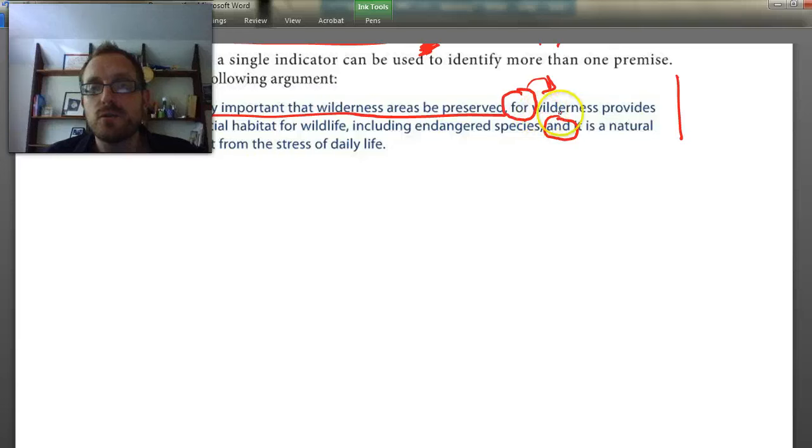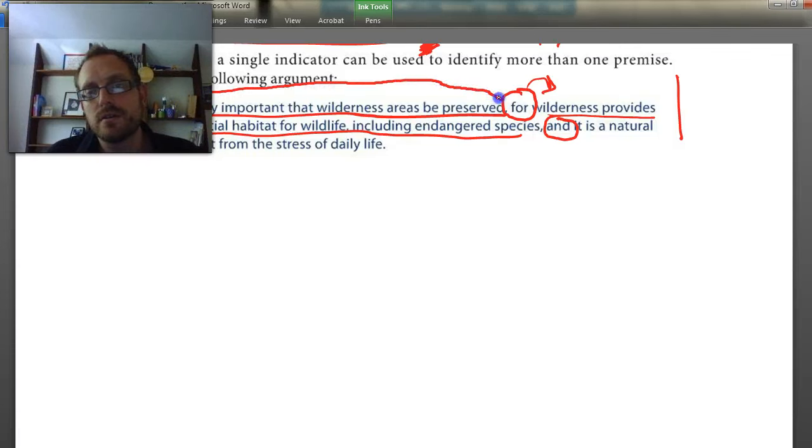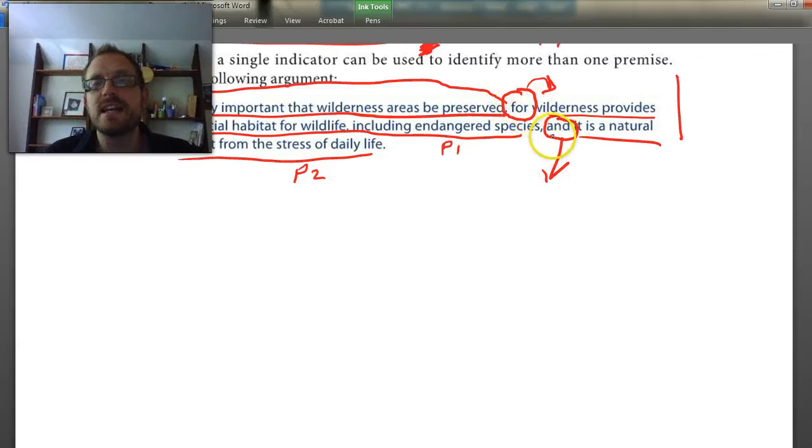And then here we have, for wilderness areas provide essential habitat and is natural retreat from stresses of daily life. This here is going to be premise. To make it simple, I'll circle the conclusion here. Right? This is premise 1. And then this thing here, this is premise 2. Now, what is this thing right here? This is an indicator term, but what's this and? This and is going to be known as a conjunctive.